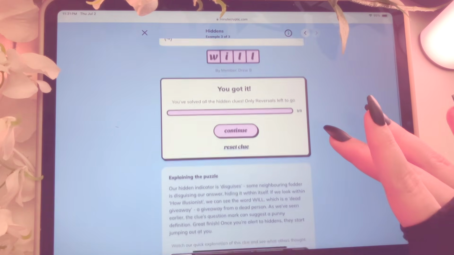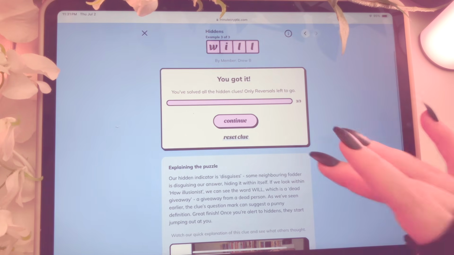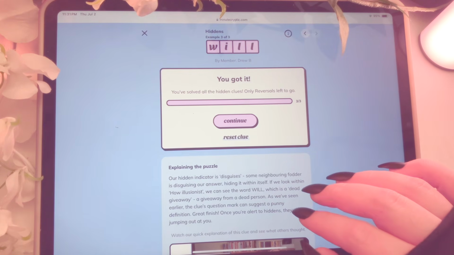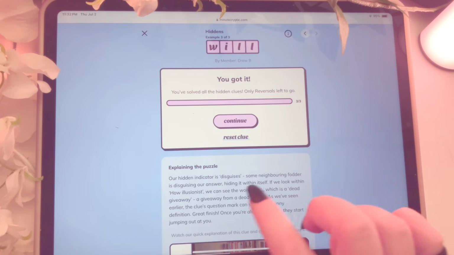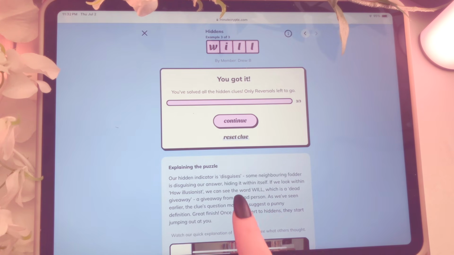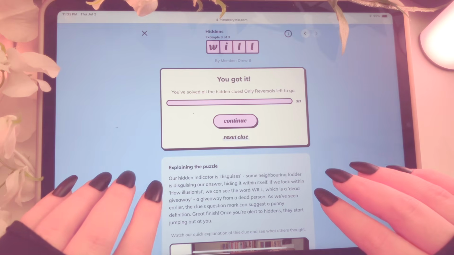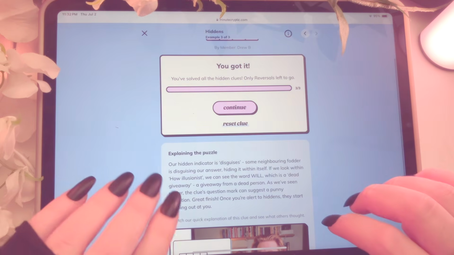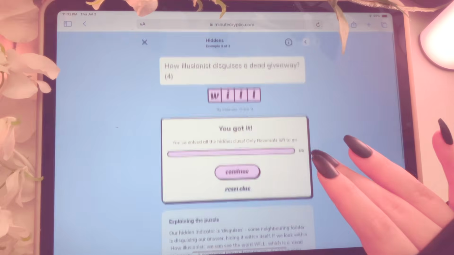There we go. Our hidden indicator is "disguises." Some neighboring fodder is disguising our answer, hiding it within itself. If we look within "how illusionist," we can see the word "will," which is a dead giveaway, a giveaway from a dead person. As we've seen earlier, the clue's question mark can suggest a punny definition. Let's hit continue.